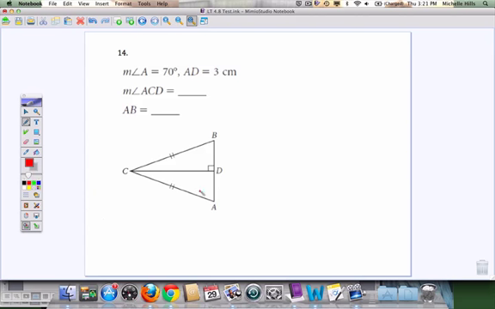Now, measure of angle A, I'm just going to write on here is 70 degrees. The distance from A to D is 3 centimeters. They want the measure of angle ACD, which we'll get in a second, and they want the distance from A to B.